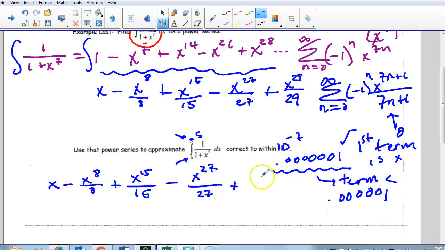Plus x to the 29 over 29 minus and so on. And notice I've got limits, right? I'm trying to sum this between 0 and 0.5. And I want to limit that because I don't know where to stop.